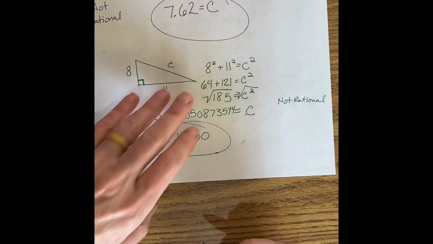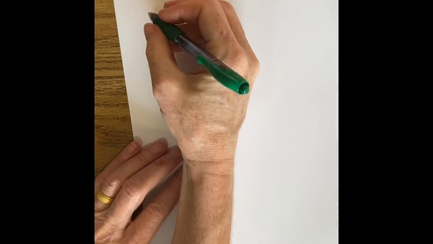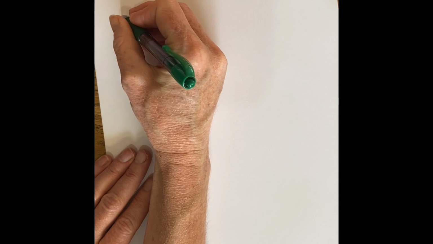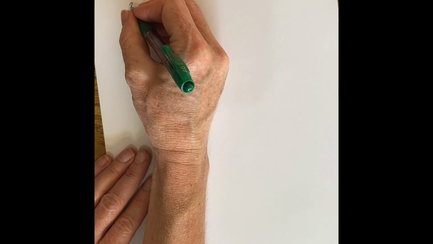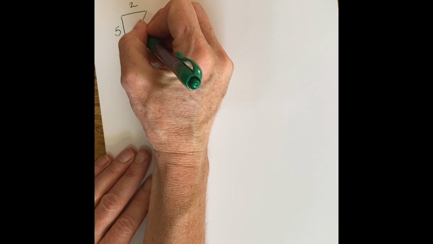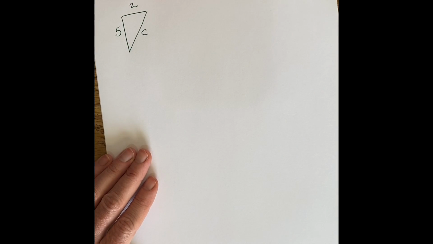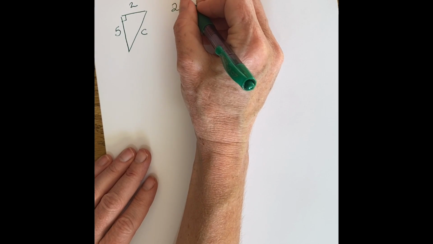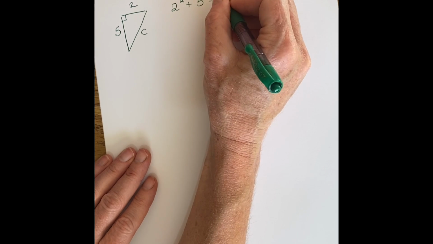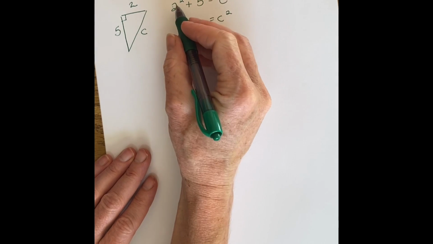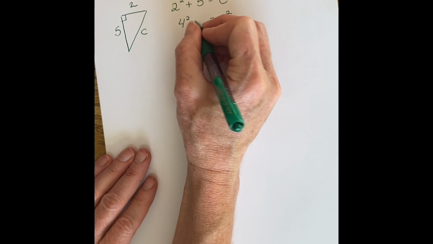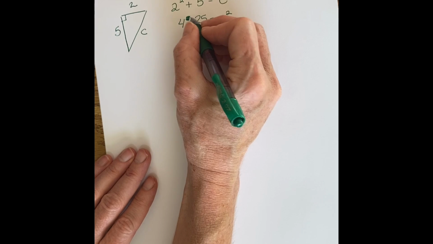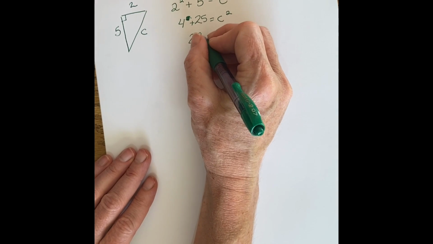I'm going to do a couple more. What if I have a triangle like this? It's 2 on this side, it's 5 on this side, and it's C on that side. I don't know what C is. Well, it's a right triangle because they told us. 2 squared plus 5 squared equals C squared. Let's see. 2 squared is 4. 5 squared is 25. Oh, 2 squared is 4. Don't put the squared there. Okay, 4 plus 25 is 29 equals c squared.